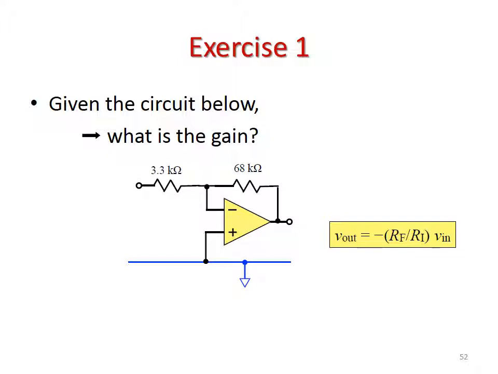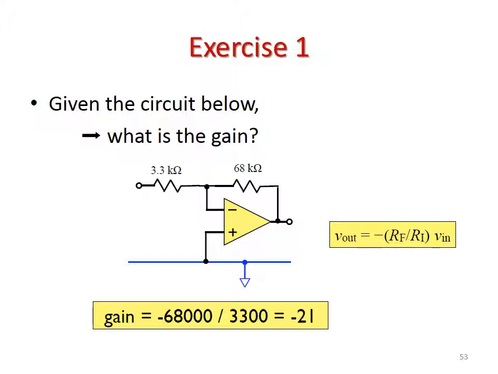Here we're going to go through a couple different exercises. I'll let you pause the video at your own leisure so that you can see and solve these problems. So here we got our exercise 1. What is the gain? Pause now. Unpause. The gain for this circuit is negative 21.